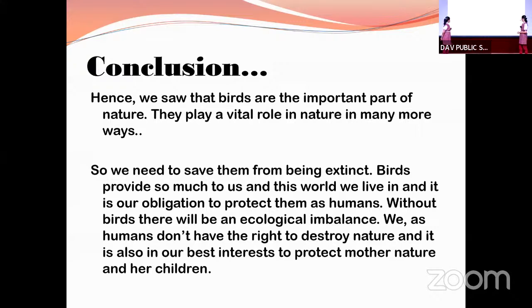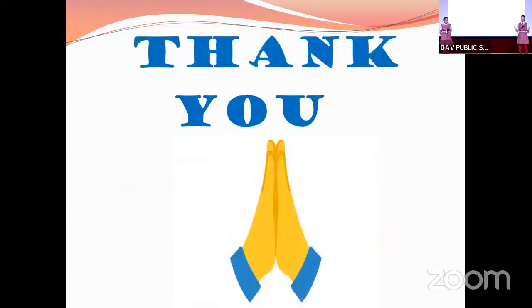We, as humans, don't have the right to destroy nature, and it is also in our best interest to protect Mother Nature and her children. So, we should save all birds from being extinct or endangered.